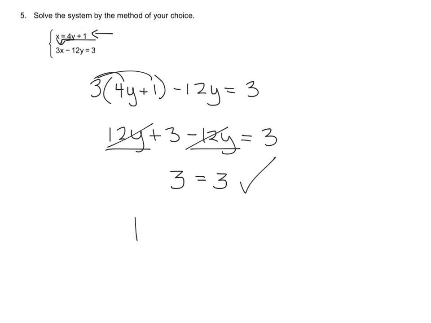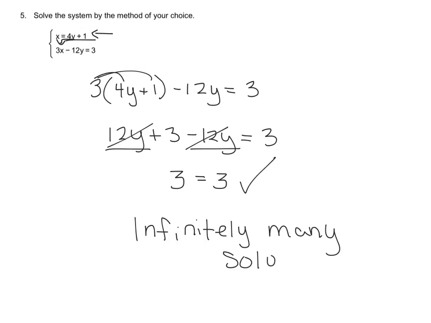So that means that my solution is infinitely many solutions. That's the answer to my problem. And if we were to graph this system of equations, we would see that these two equations are actually the same line. So that's why there are infinitely many solutions.